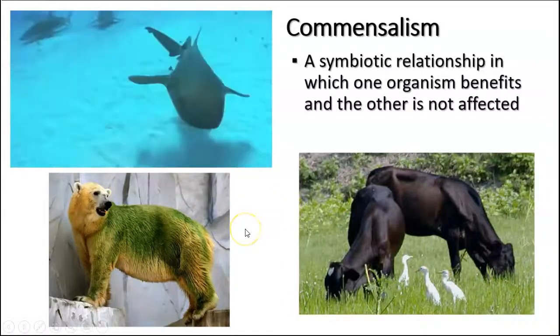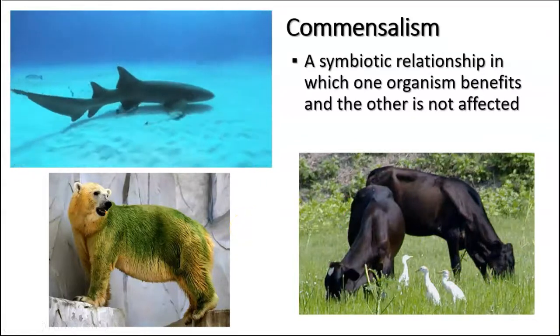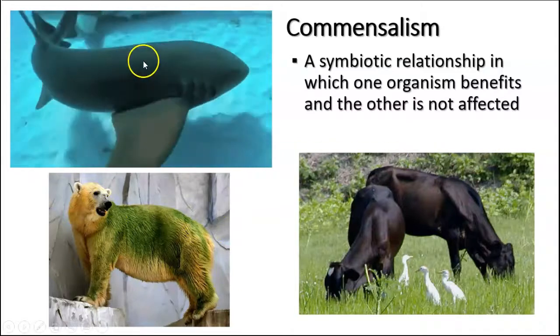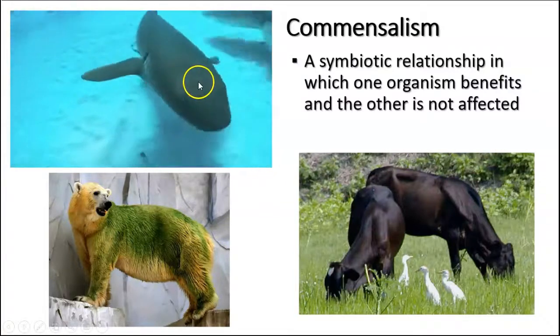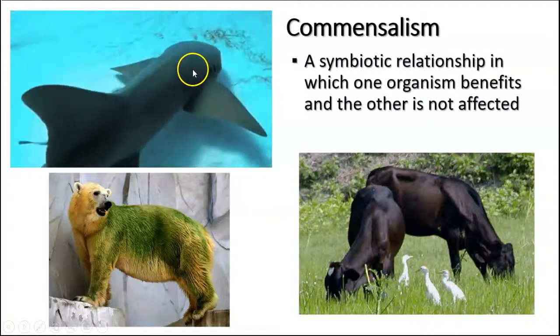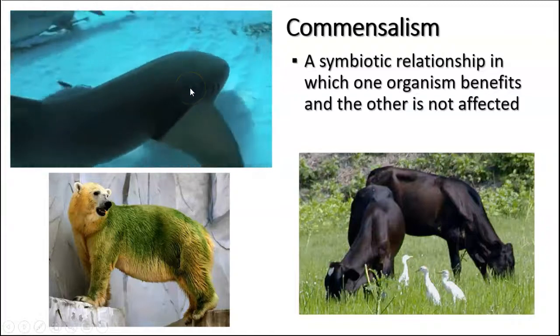In commensalism, you have a symbiotic relationship where one organism benefits and the other is not affected. The remora that hangs on to the shark here catches a ride with the shark. Doesn't harm the shark, sometimes eats the shark's leftovers, but this doesn't bother the shark, and so therefore it's commensal.